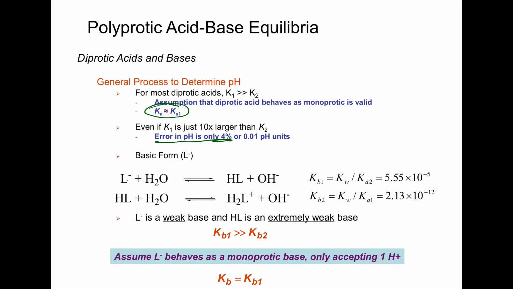And then just a little plug for how we would apply this to a basic situation. If you're looking at something like a base and you're applying the same kinds of assumptions, we would say that the only base equilibrium that matters is the first one. And so it's so much bigger than Kb2 that Kb2 almost doesn't matter, just like we said that Ka2 didn't really contribute much to this equilibrium here.